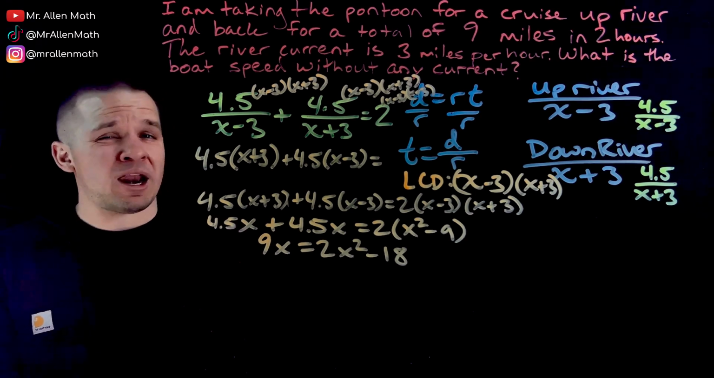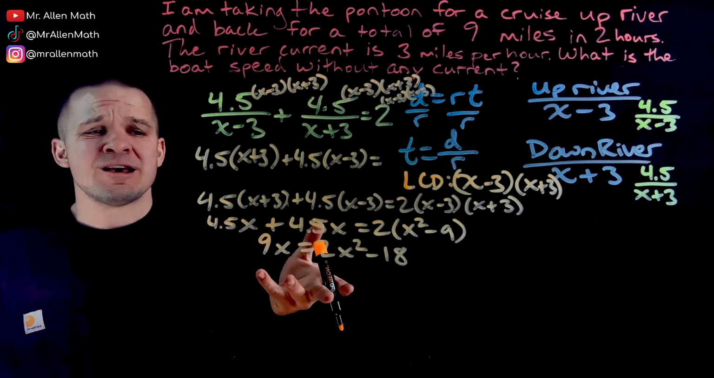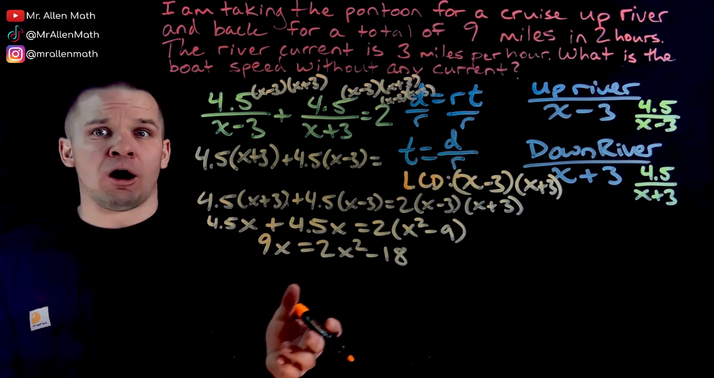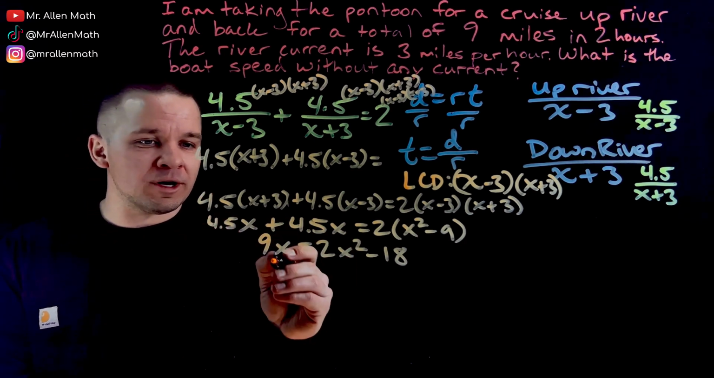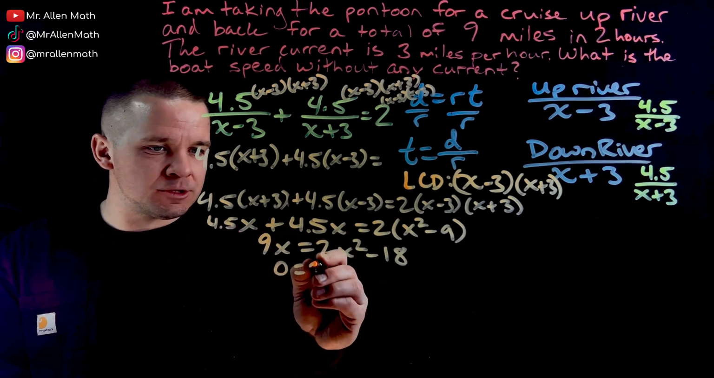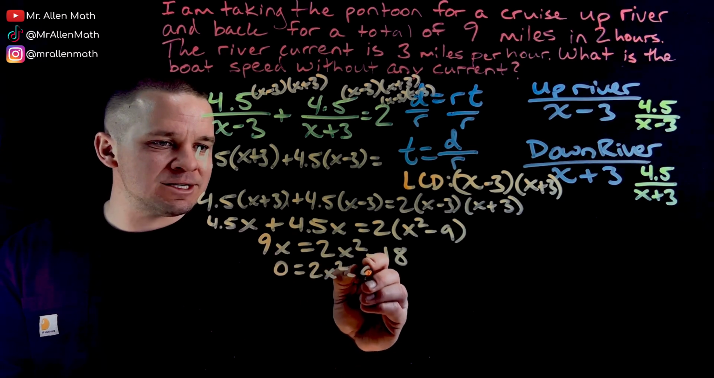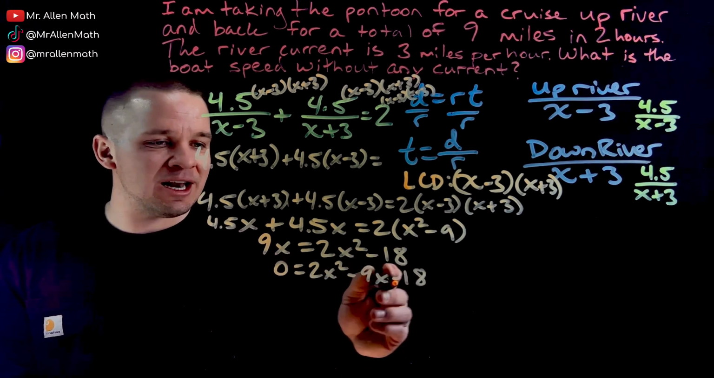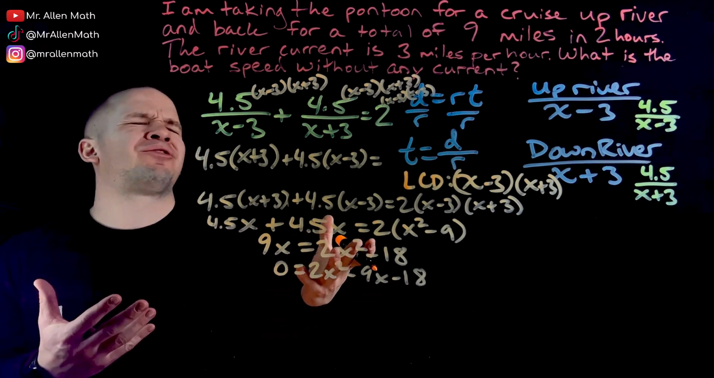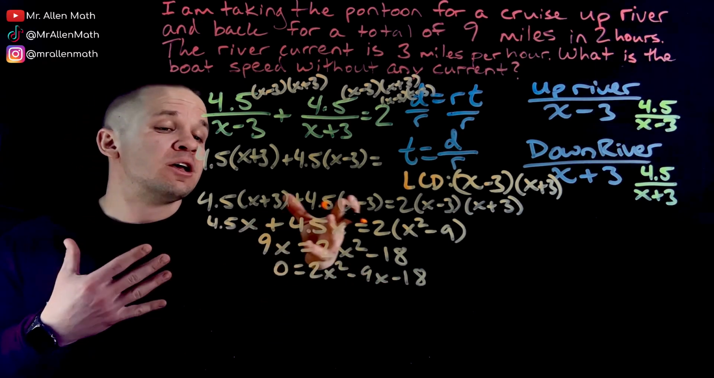Sometimes we get into full panic mode when we see a quadratic pop up in rational land. We're like, I don't know how to solve this. You do. We're going to set it equal to 0. So I'm going to have 0 equals 2x squared minus 9x minus 18. And now I can factor, favorite F word, right? I can factor to solve for x.